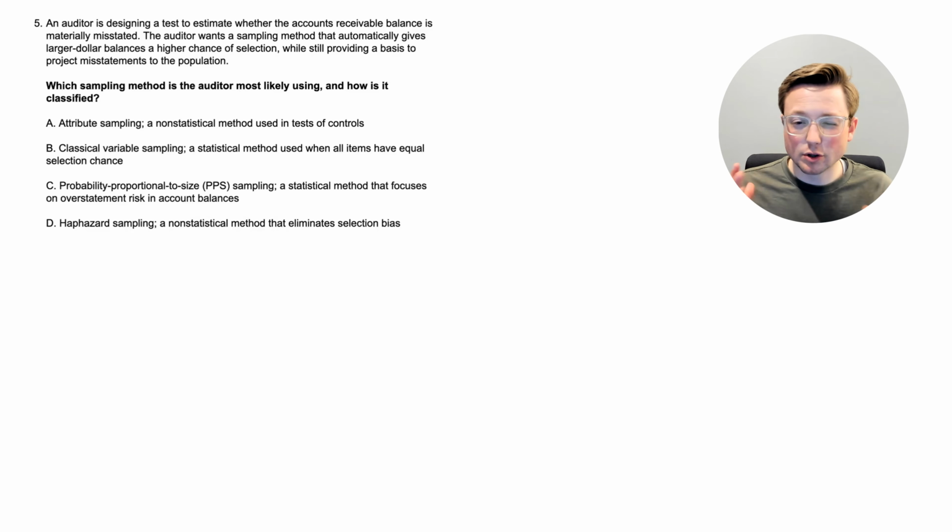So based on what we've learned so far, think about this: is it going to be attribute sampling? Is it classical variable sampling? We've learned a lot about those, but we haven't learned very much about PPS sampling or haphazard sampling. Pause the video, think through this. Which one of these do you think is going to be used when they want to do this type of sampling with the larger dollar balances? Pause the video and come back when you're ready.